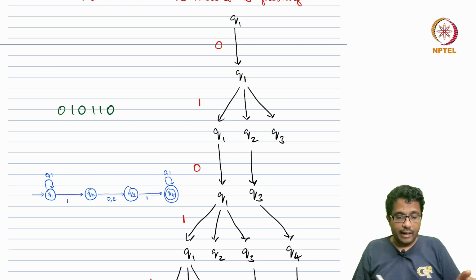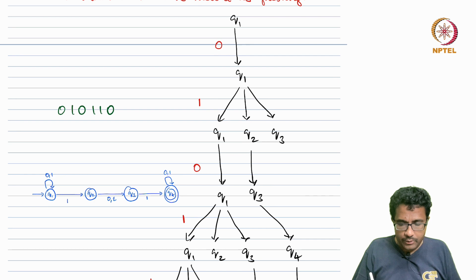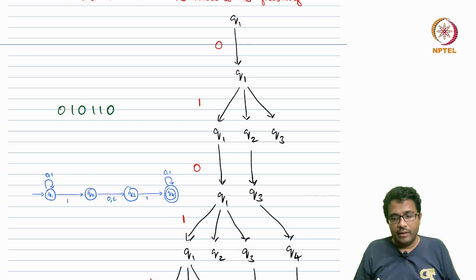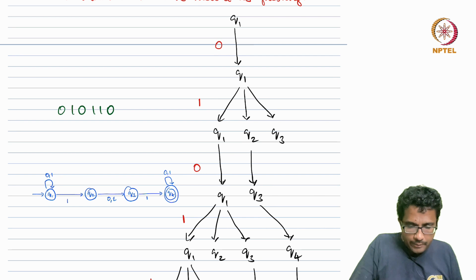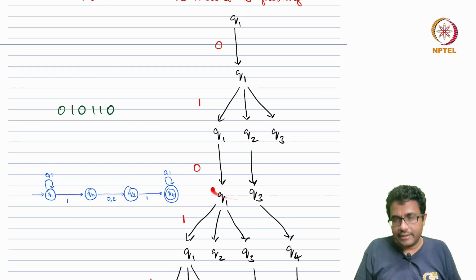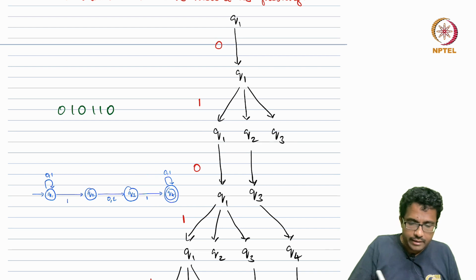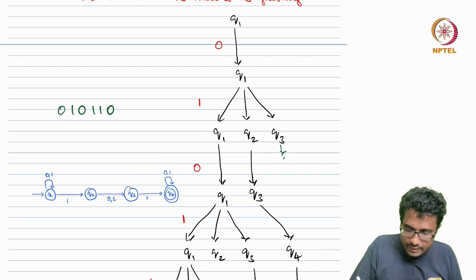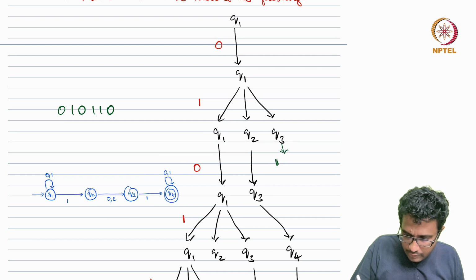Now there are three possibilities after reading 0, 1. You are at Q1, Q2 or Q3. The third symbol is 0. If you are at Q1 and you see a 0, you remain at Q1. That is the only option. If you are at Q2 and you see a 0, you can move to Q3 using the Q2 to Q3 arrow, the second transition here. If you are at Q3 and see a 0, there is no outgoing arrow available, so this path gets stuck. There is no option available.